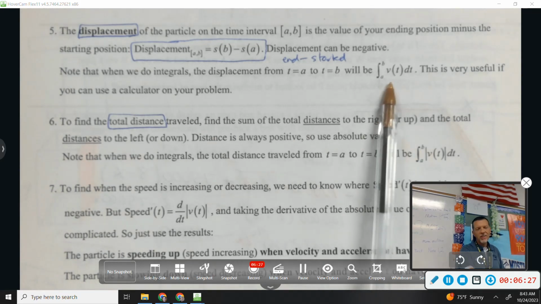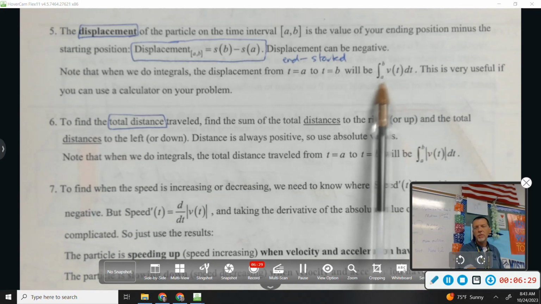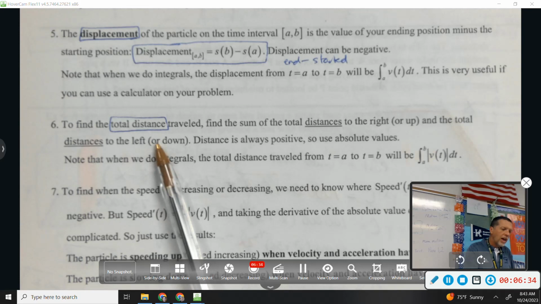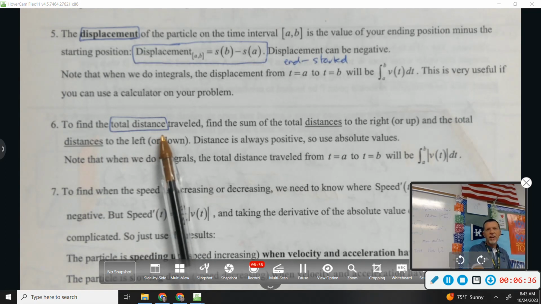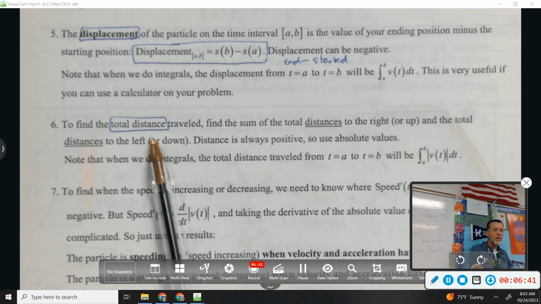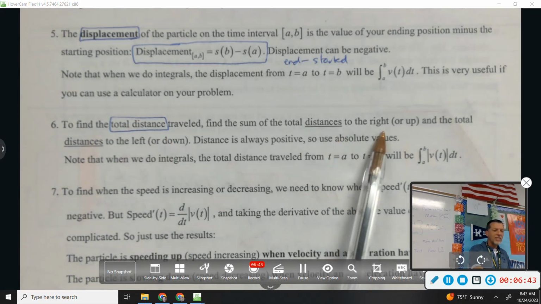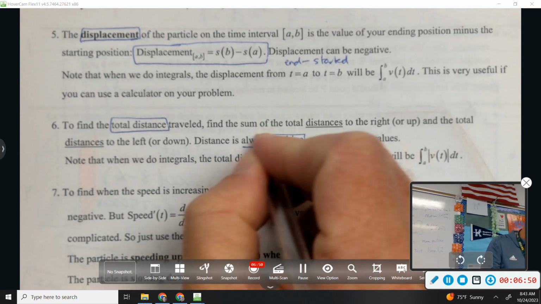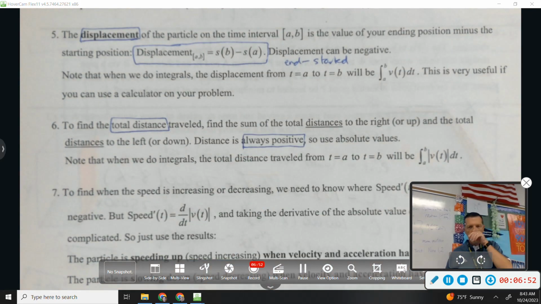When we get to calculator land, we'll use this symbol, but we're not really there yet. Total distance, obviously that's different, right? Because if you run around the track 10 times, that's 4,000 meters. That's a long way. That's very different than displacement. So we have to be very careful with distance. It's always positive, right? If you ran around the track backwards, it's still 400 meters that you covered.